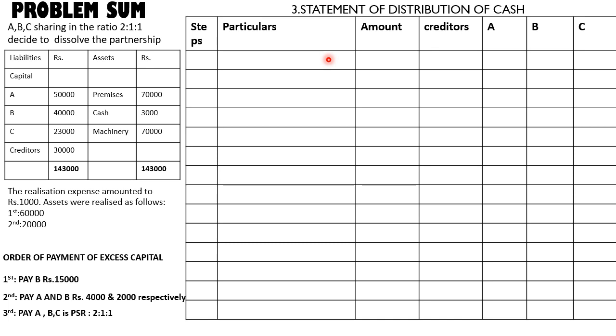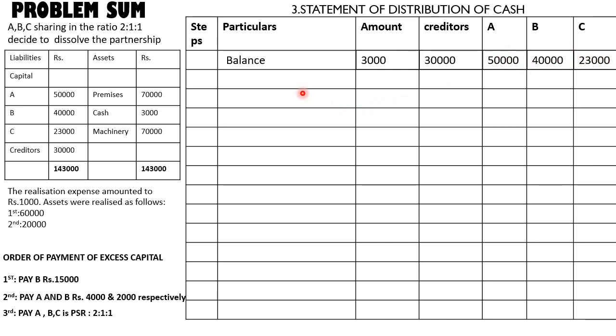Now let us see how to solve the statement of distribution of cash. Step number 1 will always be that we need to note down the balances. Balance of amount is nothing but the cash or bank which was available with the company. According to the company, they have given us on the asset side cash 3,000. So we can note down in the amount column 3,000. The balance for creditors is 30,000 and the balance of A, B and C is nothing but 50,000, 40,000 and 23,000. So we'll note down all the values: cash amount 3,000, creditors 30,000, and thereafter the capital balances of A, B and C.